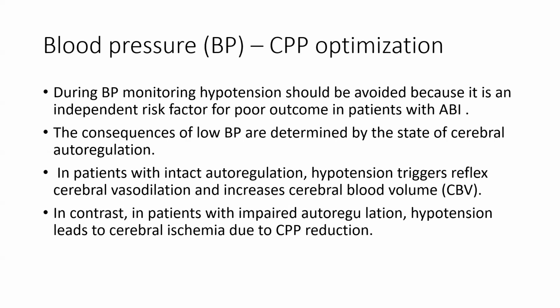Blood pressure and CPP optimization. During blood pressure monitoring, hypotension should be avoided because it is an independent risk factor for poor outcome in patients with acute brain injury. The consequences of low BP are determined by the state of cerebral autoregulation. In patients with intact autoregulation, hypotension triggers reflex cerebral vasodilation and increased cerebral blood volume. In contrast, in patients with impaired autoregulation, hypotension leads to cerebral ischemia due to CPP reduction.